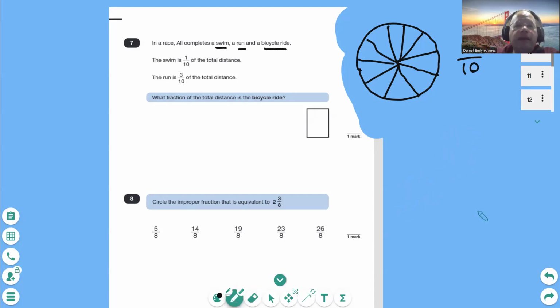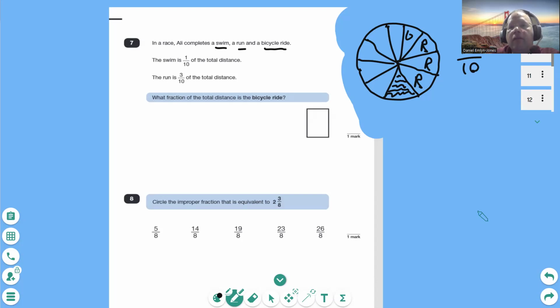So we know that 1/10 of the total distance is a swim. If we do little dotties. Oh no, let's do little waves for the swim because then it was like the water, isn't it? There we are. Swim is 1/10. The run is 3/10. So I'm going to put an R there. What fraction of the total distance is the bicycle ride? Well, there's actually only, yeah, bicycle ride. B, B, B, B, B, B.